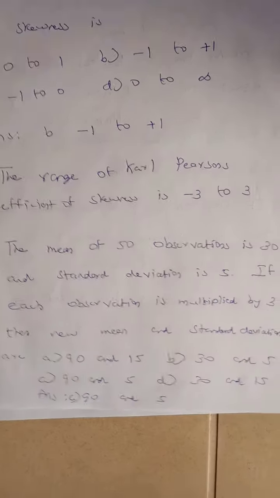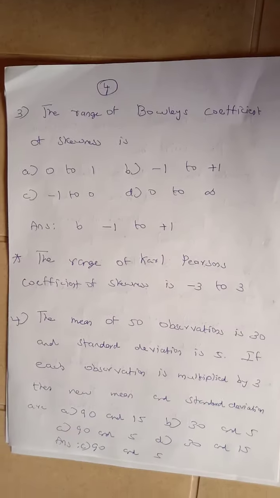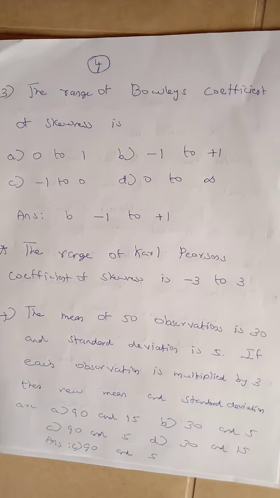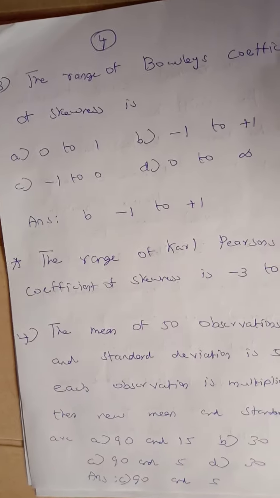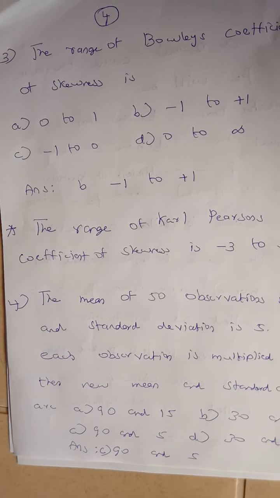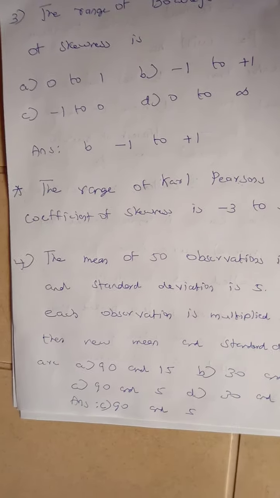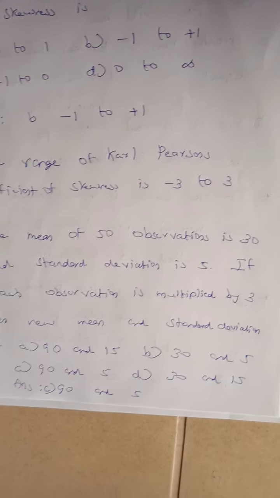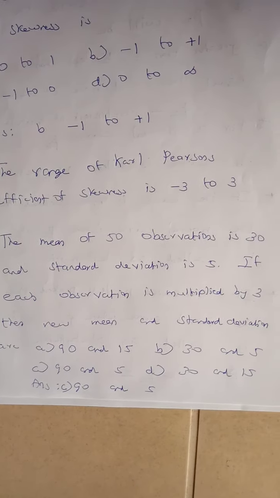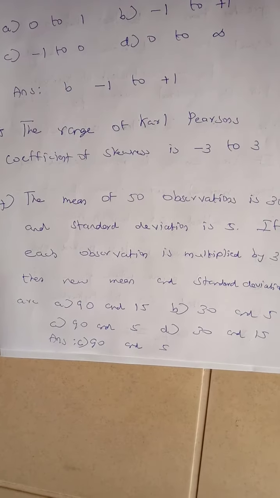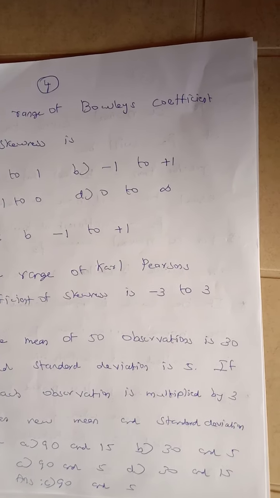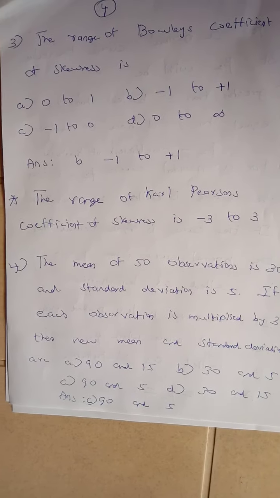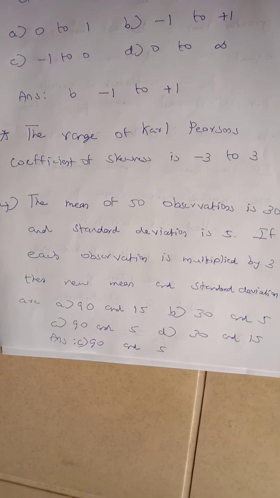Question number 3. The range of the Bowley's coefficient of skewness is option A 0 to 1, option B minus 1 to plus 1, option C minus 1 to 0, option D 0 to infinity. So the correct option is minus 1 to plus 1. The range of the Karl Pearson's coefficient of skewness is minus 3 to plus 3, and Bowley's coefficient of skewness range is minus 1 to plus 1. Let us move to the next question.